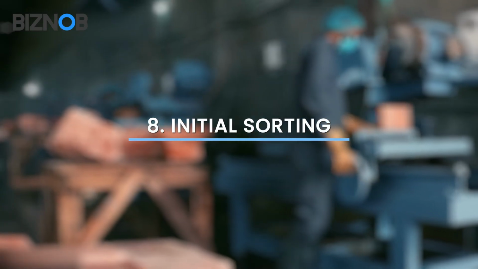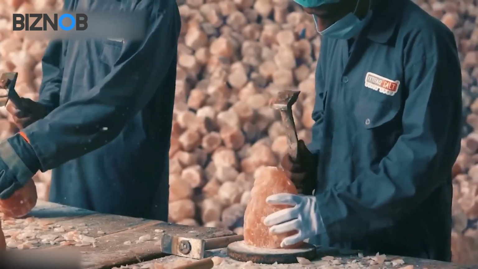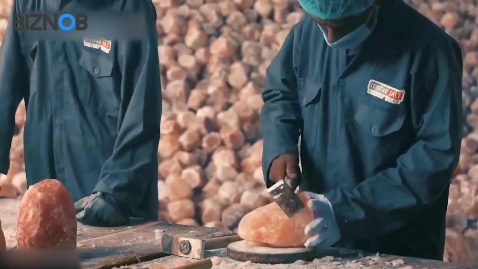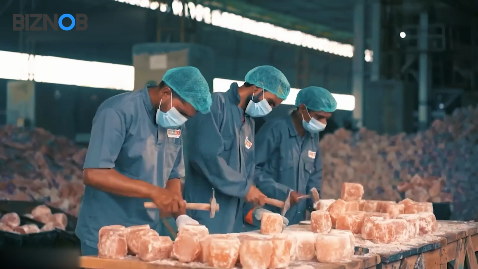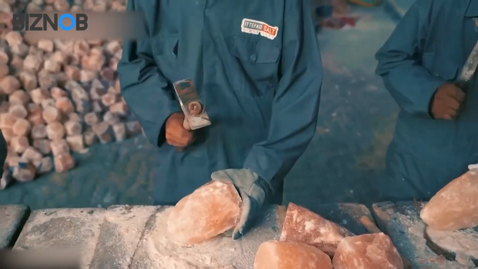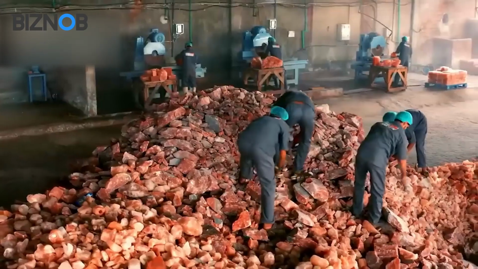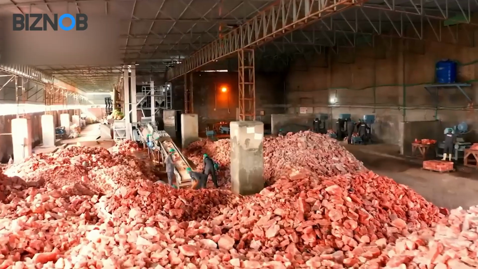8. Initial sorting. Once at the surface, the salt rocks undergo an initial sorting process. Workers manually inspect the rocks to remove any large debris, impurities, or non-salt materials. This step ensures that only the highest quality salt rocks proceed to the next stage.